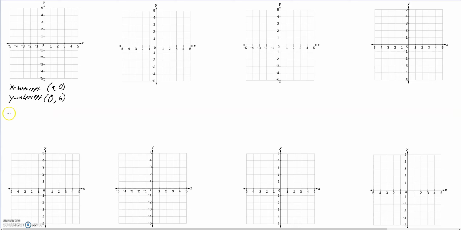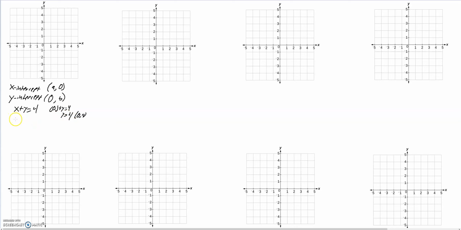So I have, in this example, x plus y equals 4. Okay? So I'm going to start by setting x equal to 0. And that'll tell me what the y-intercept is. So I have 0 plus y equals 4. That tells me y equals 4. So my point is (0, 4). So I had 0 for x, 4 for y.